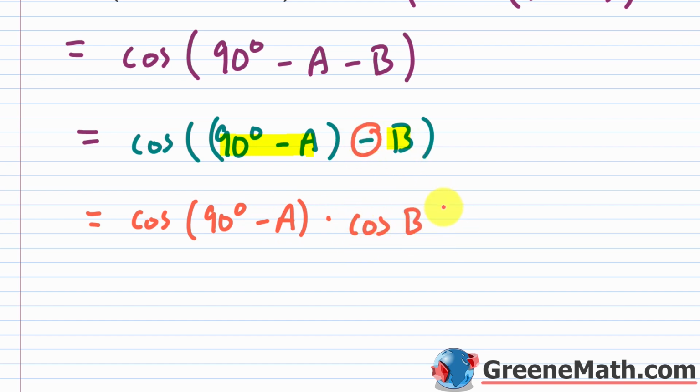Then if this is a minus, you want a plus here. So now I'm going to go with the sine of the first guy, which is 90 degrees minus a, and then times the sine of the second guy, which is b.